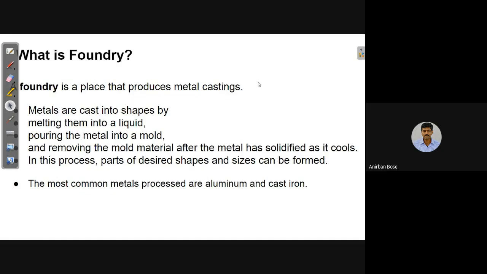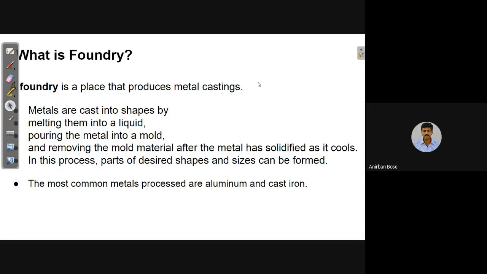So let us start with the definition of foundry. Foundry is a place that produces metal castings. Just try to remember these points: the metals are cast into shapes by melting them into a liquid, pouring the metal into a mold and removing the mold material after the metal has solidified as it cools. In this process, parts of desired shapes and sizes can be formed. So this is what casting is in short, which is basically done in the place called foundry.